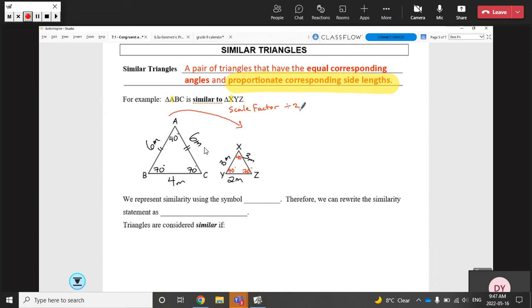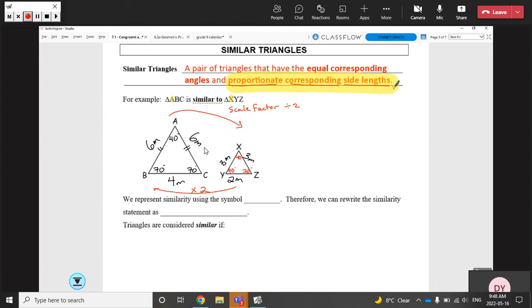Now, what if we're going the other way, from the little one to the large one? We'd be taking those side lengths and multiplying them by 2. This scale factor is what we're referring to when we say proportionate corresponding side lengths. They're in proportion. They're all 2 times as big, or you can say they're half as big. That's what we mean by proportionate.